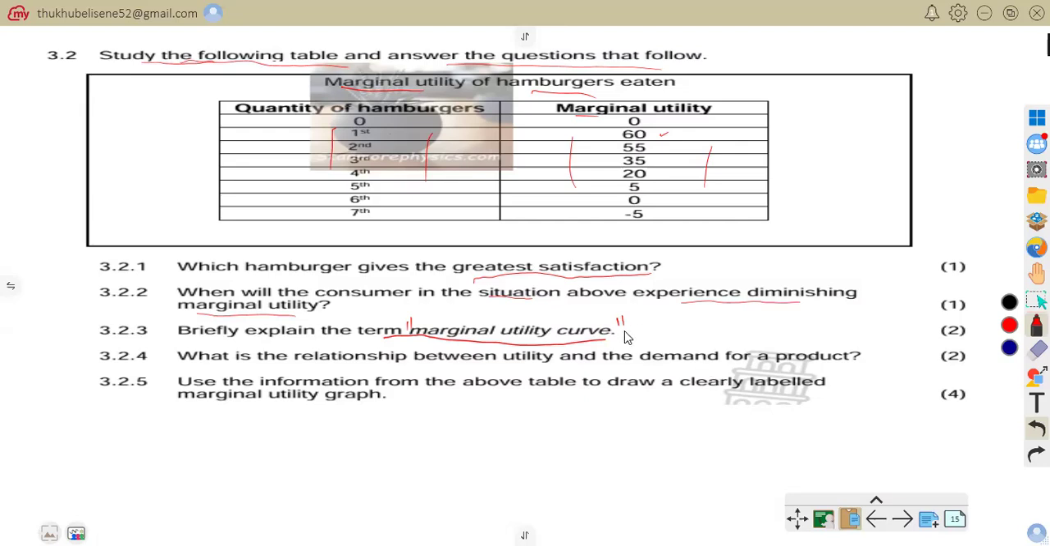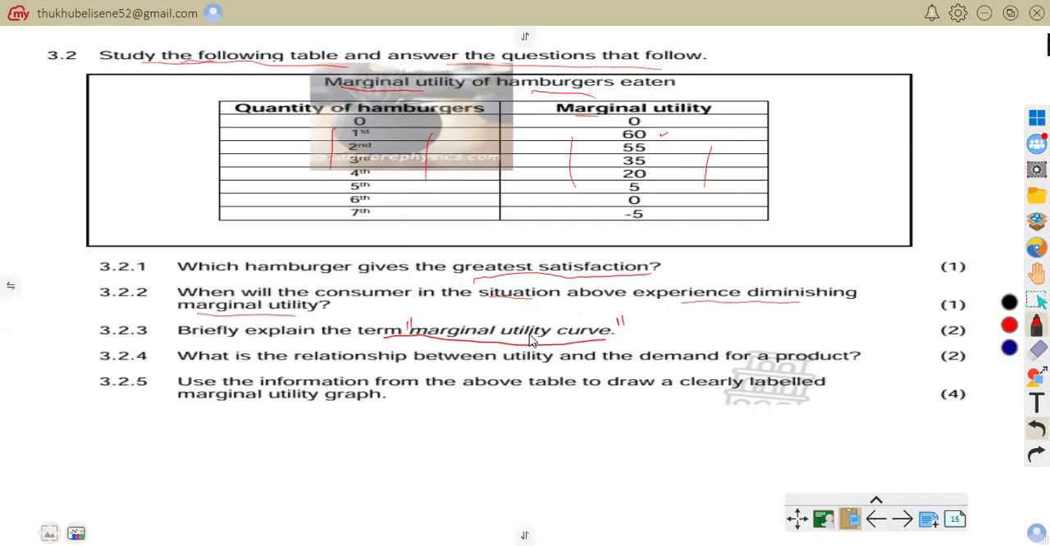So when we're talking about the marginal utility curve, this curve shows the extra satisfaction from consuming a product decreases as more units are consumed. So it is usually downward sloping.